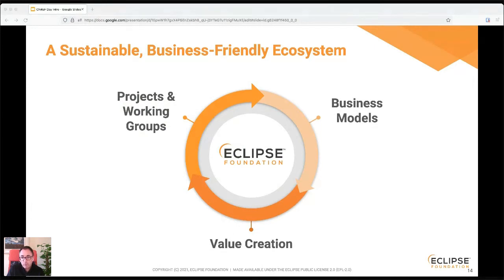Key to this approach is our working groups, and they provide an open and vendor-neutral, and I stress vendor-neutral, governance framework for individuals and organizations to engage in collaborative development. Membership in the Eclipse Foundation and our working groups is an investment to ensure that the critical technologies that you and your customers rely on will not only survive, but thrive and keep up with evolving use cases, requirements, and commercial opportunities.